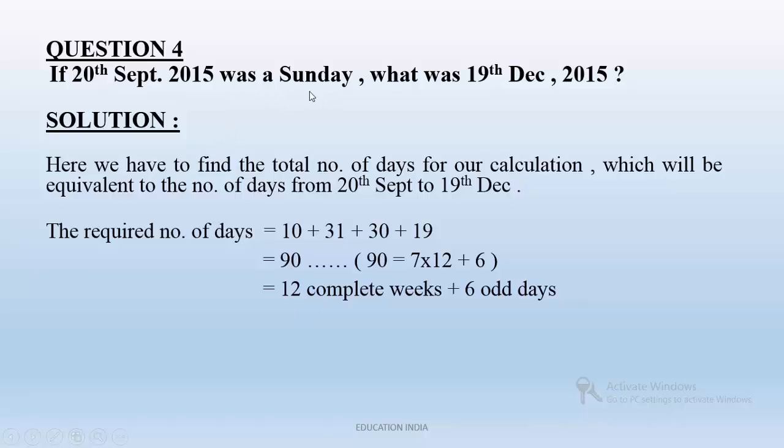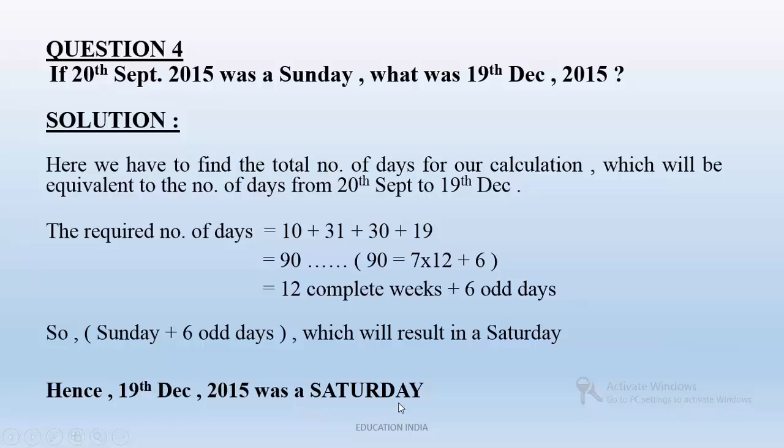Since the reference day is a Sunday, so these 6 odd days have to be added to a Sunday. When 6 days are added to Sunday, the corresponding day obtained is Saturday. 19 December 2015 was a Saturday.